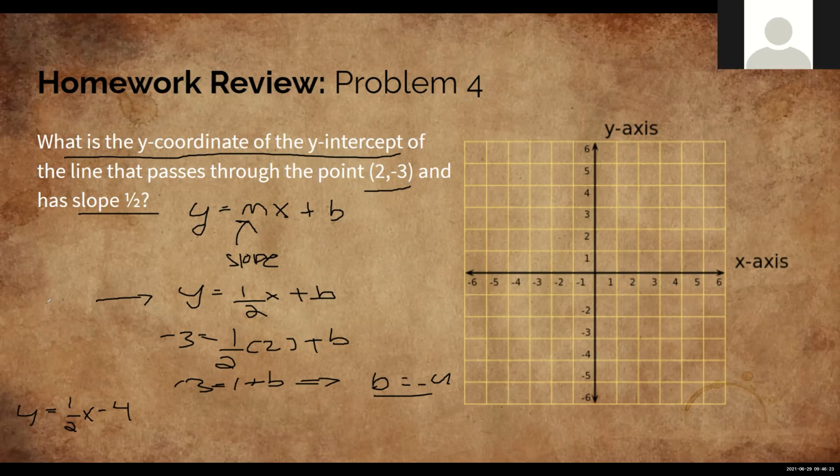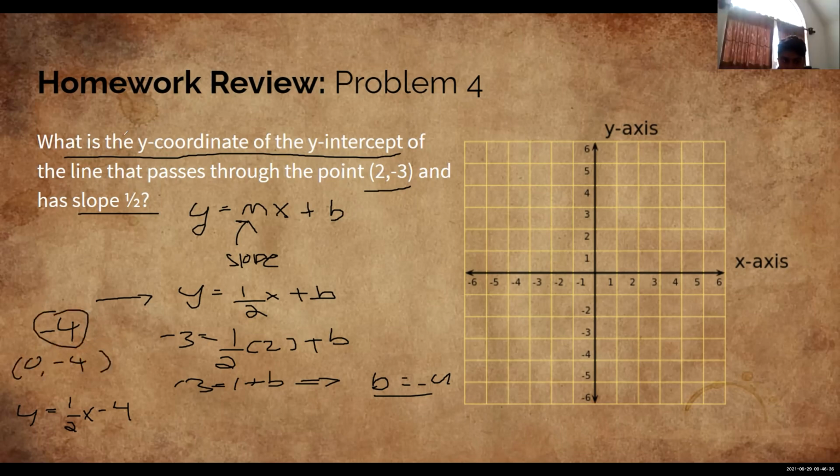-4. Yeah, that is the answer, but what's the coordinate point for that? Oh, 0, -4, right? But since it just asked for the y-coordinate, you would be right. It just said y-coordinate, so -4 is the answer. But if it were to ask for the y-intercept, our answer should be 0, -4. Since it just asked for the y-coordinate, our answer is -4.